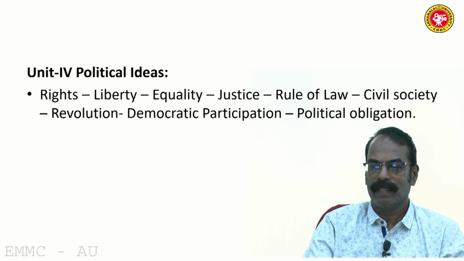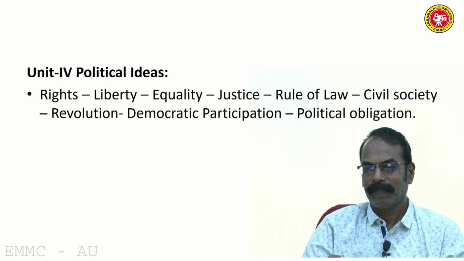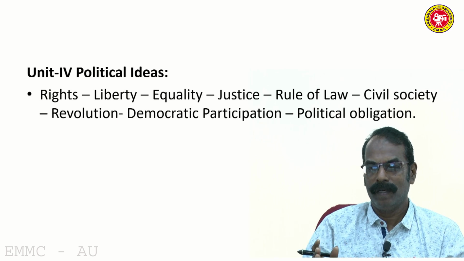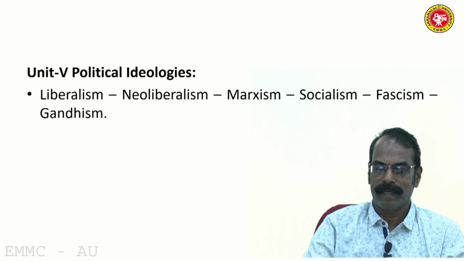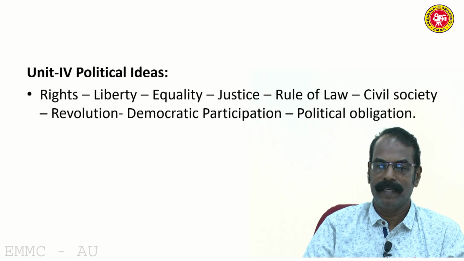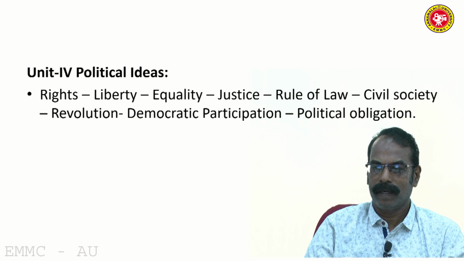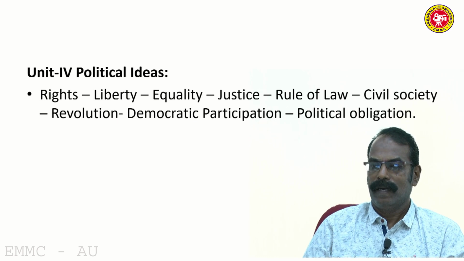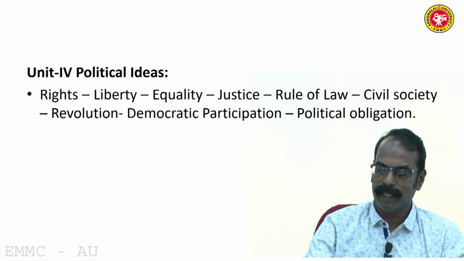The 4th unit of the principles of political science is split into political ideas 1 and political ideas 2. The 4th unit deals with political ideas, and the other is about political ideologies. Likewise, we can differentiate them. In the 4th unit we are going to look at rights, liberty, equality, justice, rule of law, civil society, revolution, democratic participation and political obligation in detail.